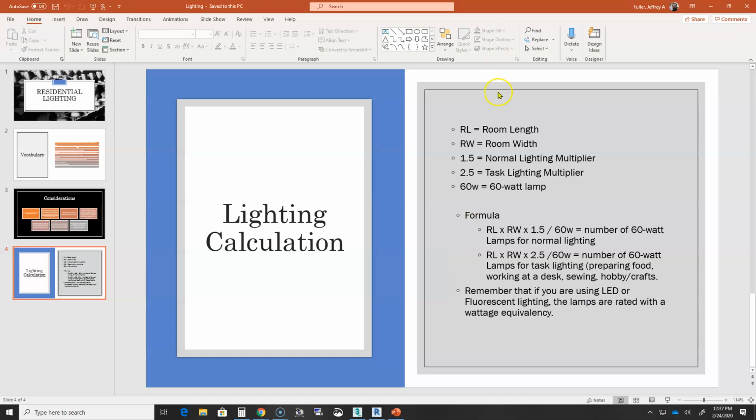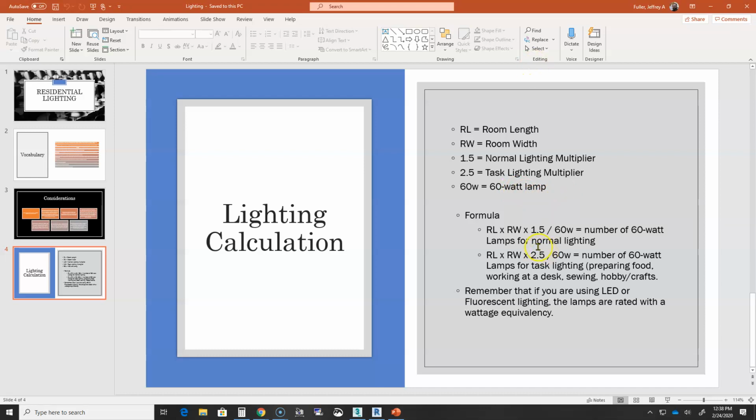There's a couple of abbreviations we need to know. RL stands for room length. RW stands for room width. 1.5 stands for normal lighting multiplier. 2.5 stands for task lighting multiplier. 60 watt equals a 60 watt lamp, or what you may refer to as a light bulb. In the industry, they refer to it as a lamp.